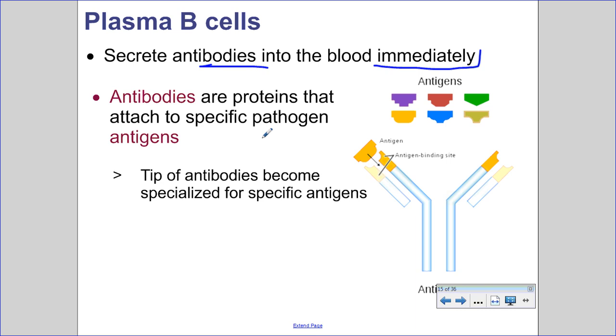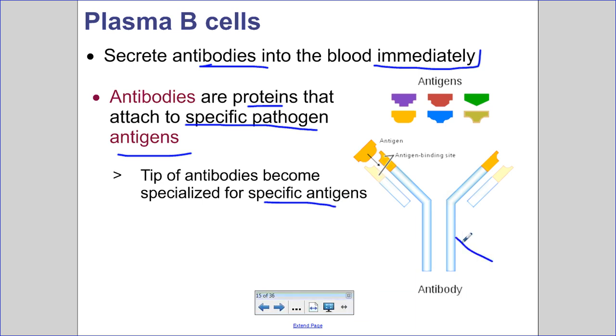So those antibodies are proteins that will attach to specific pathogen antigens. It's a lot to digest there. The tip of the antibodies will become specialized for specific antigens. So what does that mean? If we have our antibody here, at the end of the antibody we have an antigen binding site, which is in yellow, and just note that there are two.